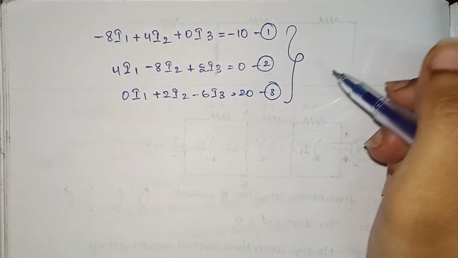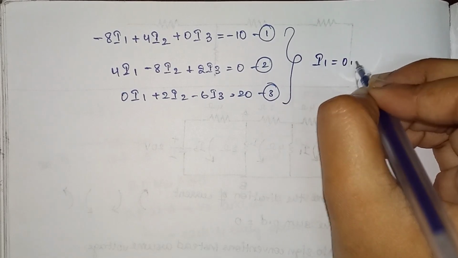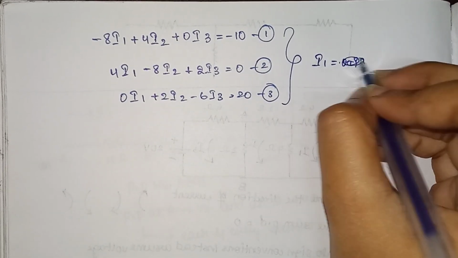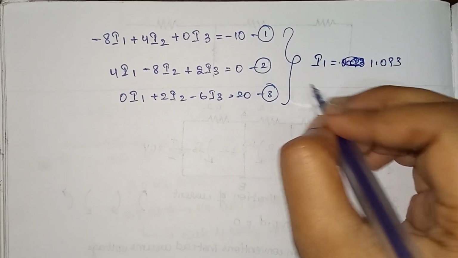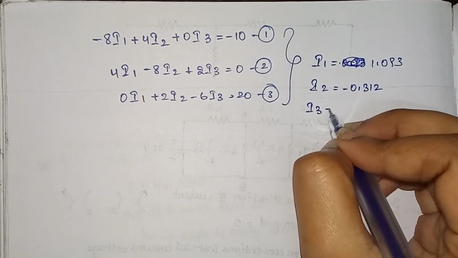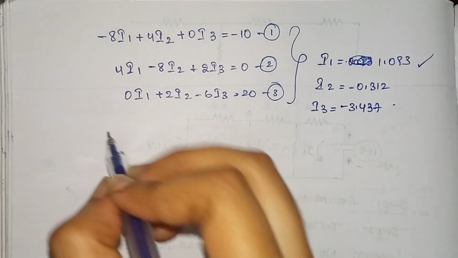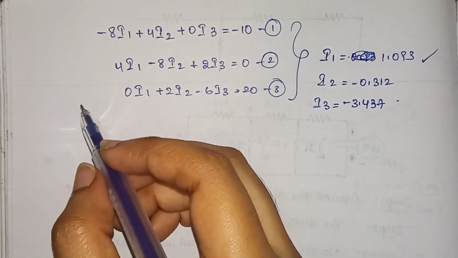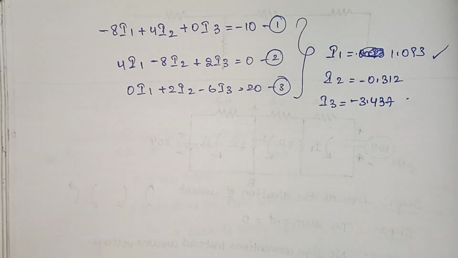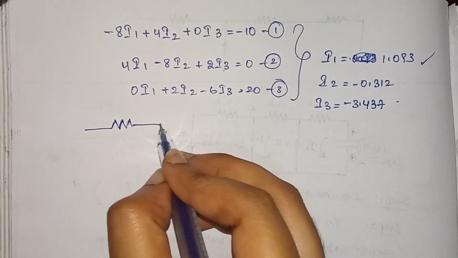Now if we substitute these values in the scientific calculator, I will get I1 is equal to 1.093, I2 is equal to minus 0.312 and I3 is equal to minus 3.437. Fine, I got the values. But let's consider the given circuit. I am showing you the circuit that we are having in this particular question. So, this is the circuit we are having, right?